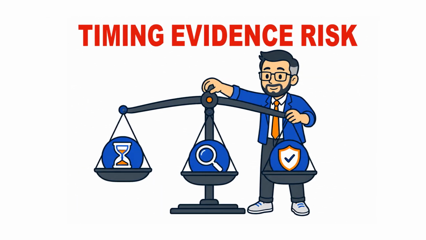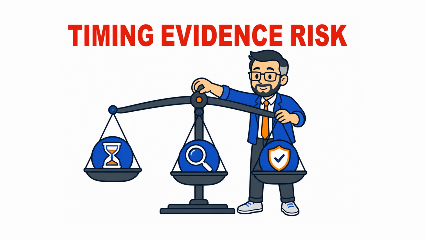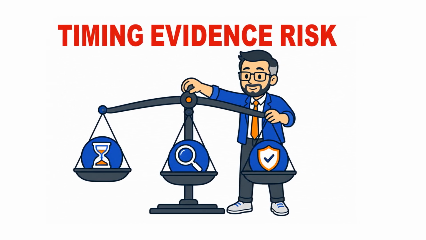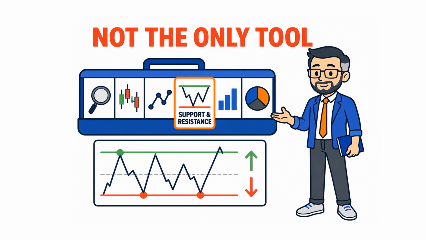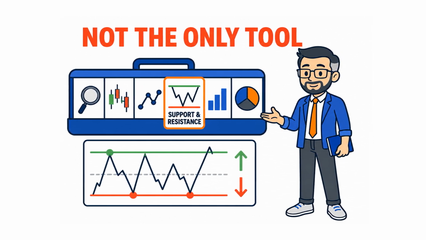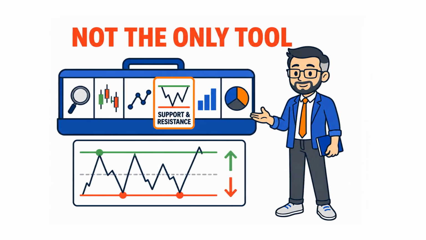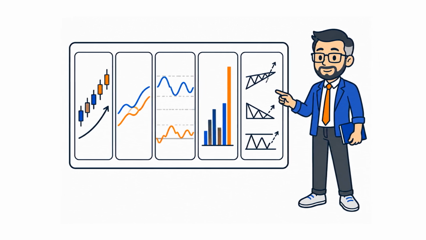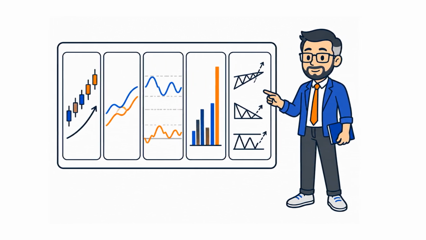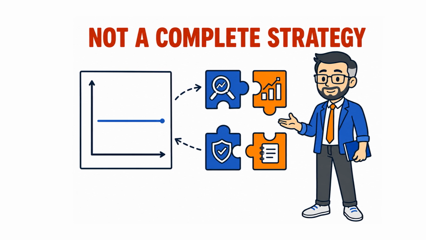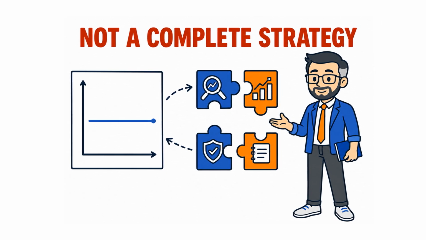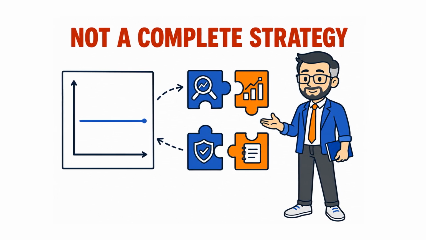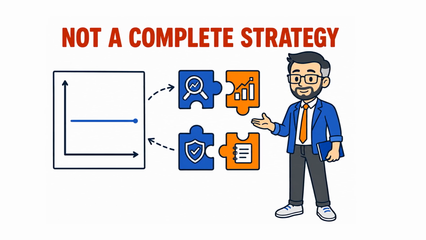None of these responses is automatically correct. They are different ways of balancing timing, evidence, and risk. That leads to an important comparison. Support and resistance is not the only way traders analyze charts. Some rely more on trend-following tools, moving averages, indicators, volume analysis, or patterns. Support and resistance can be used alone, but many traders combine it with other methods to avoid treating a single line as a complete strategy.